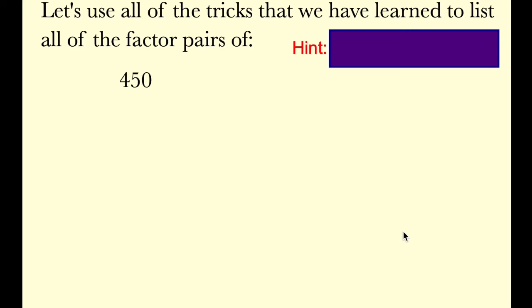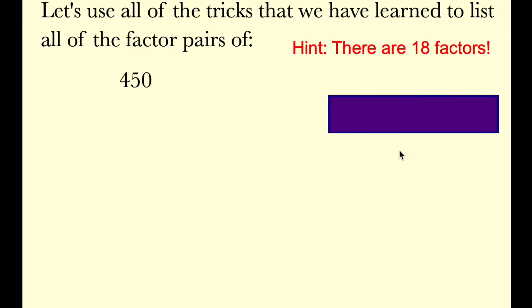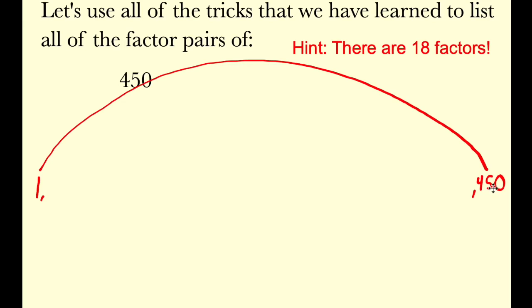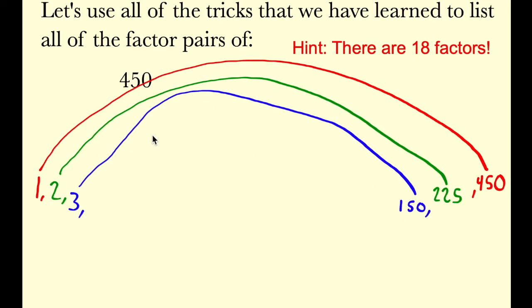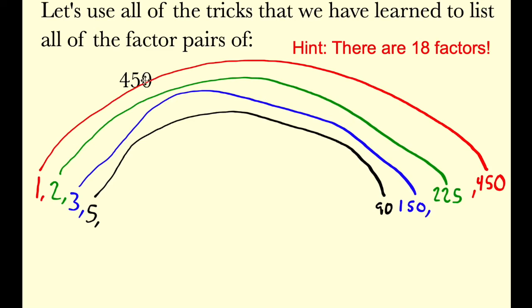I do want to leave you with this one, but you see how we have numbers like 450? Big even numbers like this are going to have a lot of factors. In fact, if I move the hint, there's 18 factors. Now we're going to start with 1 and 450, but think about it. 450 is even, so it's divisible by 2. 4 plus 5 plus 0 is 9, so it's divisible by 3. It's not divisible by 4, but it is divisible by 5 because it ends in a 0.